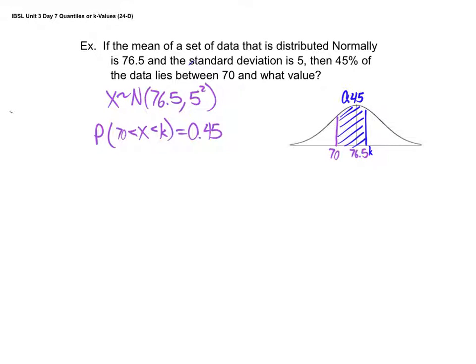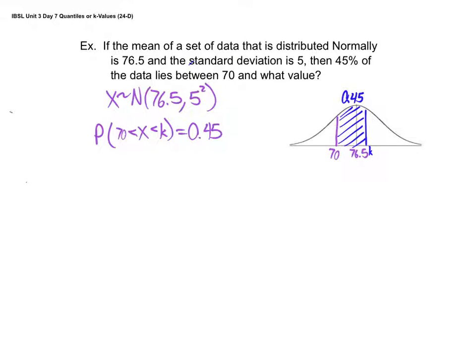Could we find, I don't know if it's relevant at all, but just what I was thinking, you can maybe find the inverse norm for up to 70. Okay. Find the inverse norm up to 70? Yeah. What does the inverse norm give you? That gives you the area up to that number, so it would give you what's to the left of that 45%.